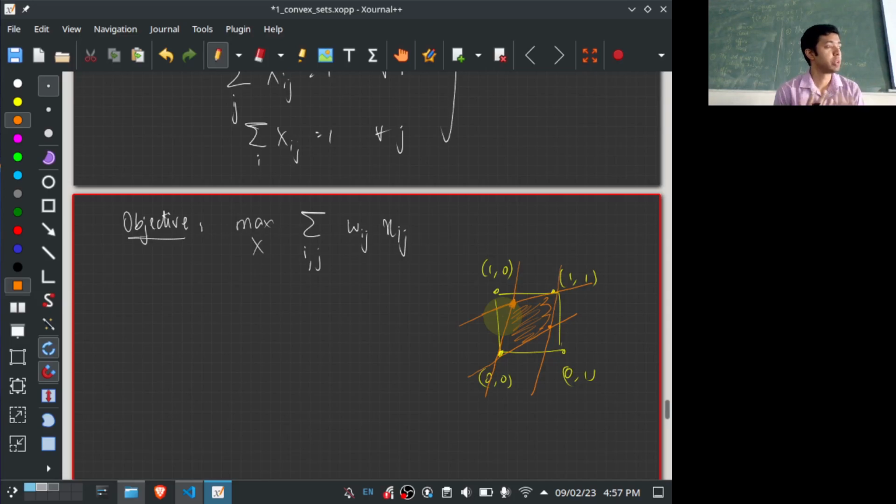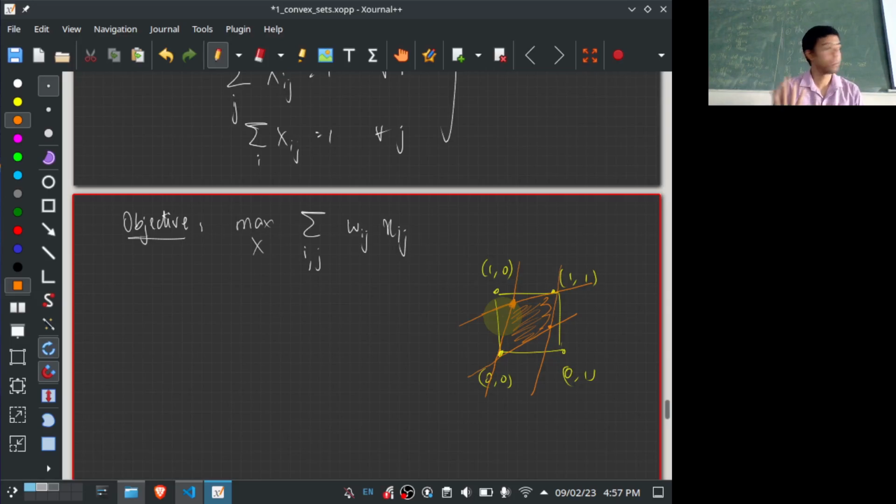How do you even visualize such a polytope? For example, 1, 0 should also be a part of your polytope, because if it had these particular constraints, fine. The 2 by 2 case is simple. But in general, in n dimensions, it's not very easy to visualize this.